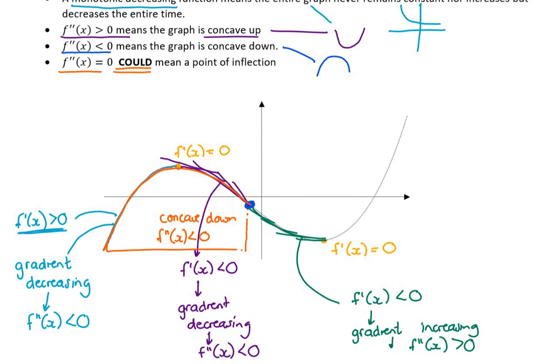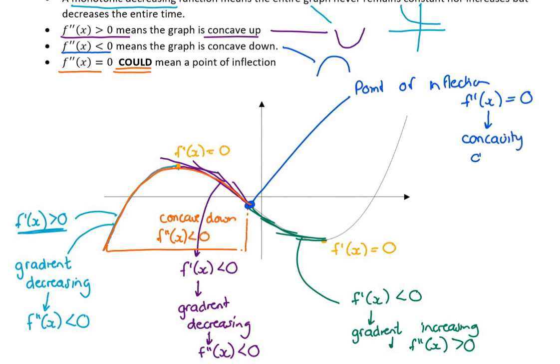So this point here is my point of inflection. If I know it's a point of inflection, that means my second derivative is 0. If I don't know it's a point of inflection, then you could find the second derivative being 0 and it's not necessarily a point of inflection. But at a point of inflection, your second derivative is 0. That point of inflection is when your concavity changes. We will be making more notes on this in future, so this is just a brief summary.